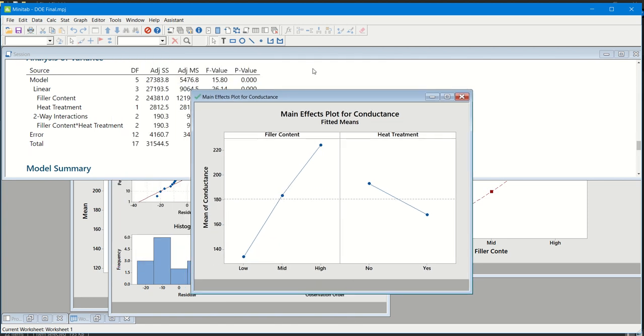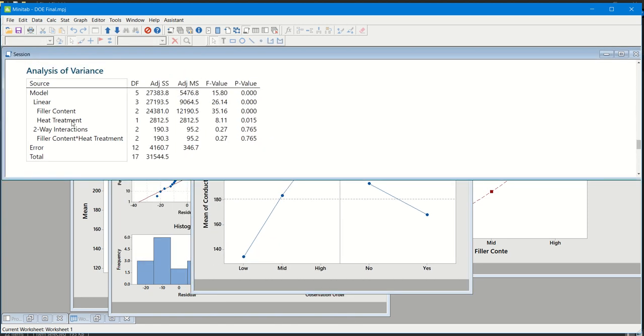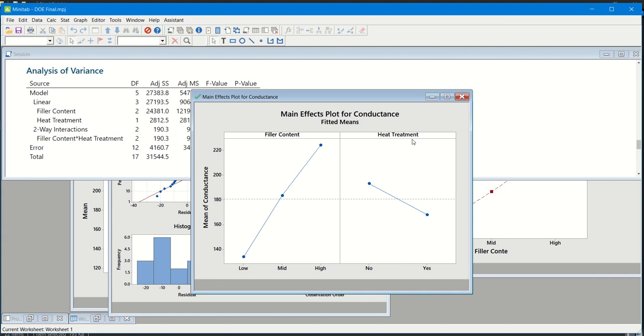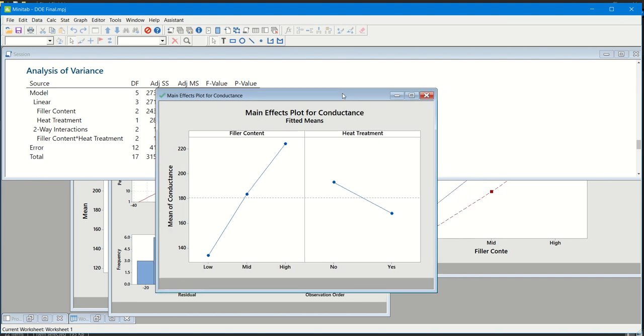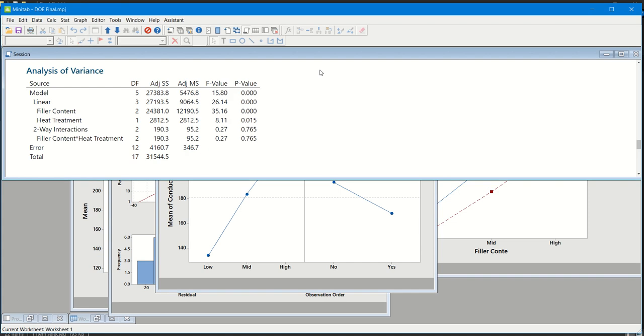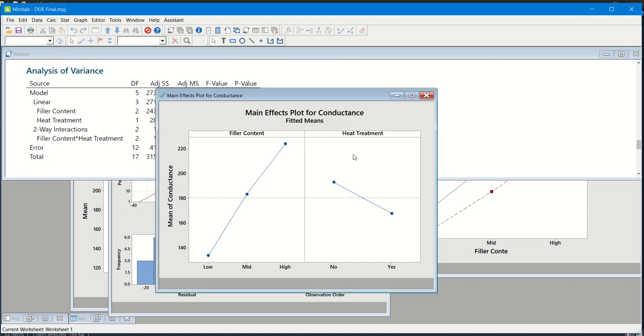Ang tanong, lumalabas ba yan sa ANOVA? Filler content? Yes. So, pansin nyo naman, 0.000. So, it means that there is an effect. Sa heat treatment naman, is there an effect? So, looking at no, mataas ang conductance kaysa sa yes. So, it means that it does affect our conductance kasi bumababa. But if we're going to combine the filler content and the treatment, it doesn't really, hindi talaga siya importante.